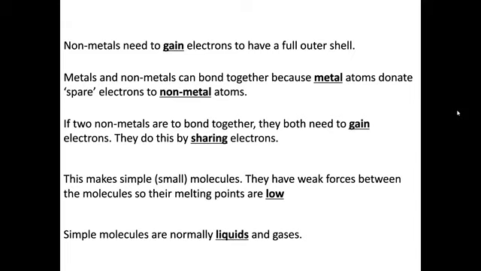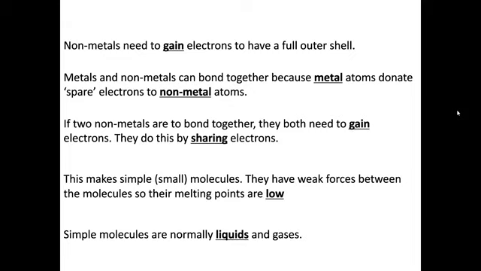So because non-metals both want to gain electrons, in order to bond together they need to share electrons, and this makes simple molecules. So you can also have giant covalent molecules, but we're going to look at this next lesson. So today we're just going to concentrate on simple small molecules.